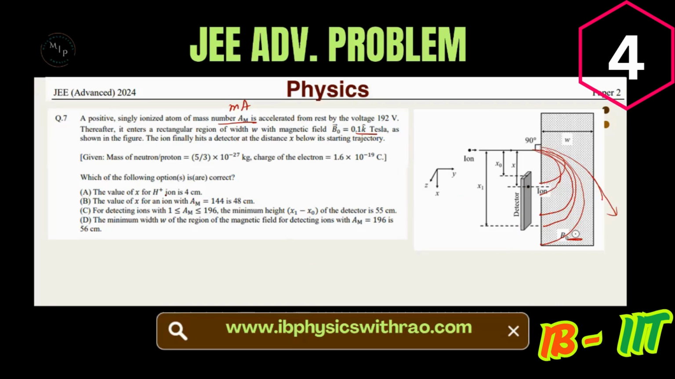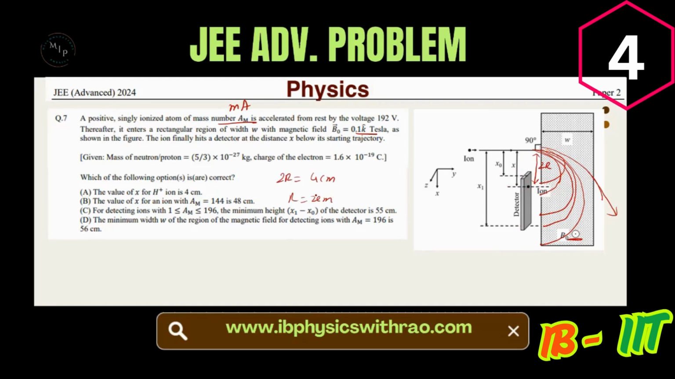The value of X for H plus ion is 4 centimeter, whether it's true or false. Let me assume, what is this X here? X here is for the hydrogen atom. It is describing a circle like this and hitting over here. What is this here? It is nothing but 2 times R. So you need to show that 2 times R is equal to 4 centimeter, or R equal to 2 centimeter. Have you shown it or not? You have already shown it, right?